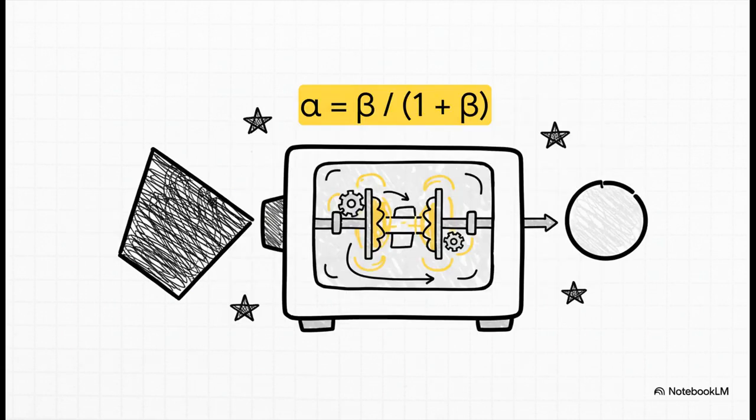And of course, the math works in reverse too. If you look at a data sheet and you see that beta is, say, 100, you can use this formula to find alpha. You get 100 divided by 101, which is about 0.99, a value really, really close to 1, just like we said. It all fits together perfectly.